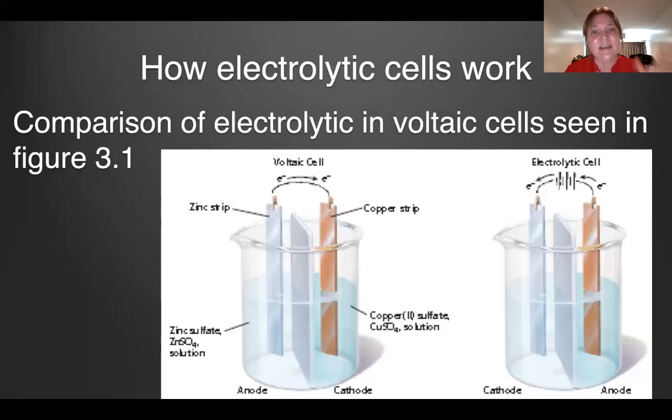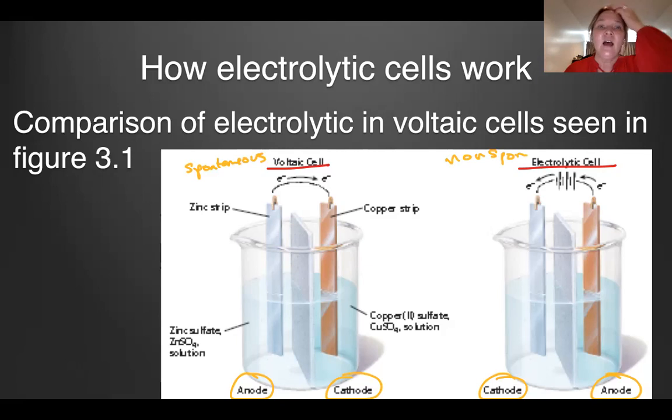Anyway, you have a voltaic cell on the left, electrolytic cell on the right. Your electrodes are exactly the same for both, but there are distinct differences. The first difference I want you to notice is that the anode and the cathode have swapped. Because remember, the anode is where oxidation occurs, the cathode is where reduction occurs, and in a voltaic cell, we're dealing with spontaneous reactions, and in electrolytic cells, we're dealing with non-spontaneous reactions. We're literally forcing it to go in the other direction.